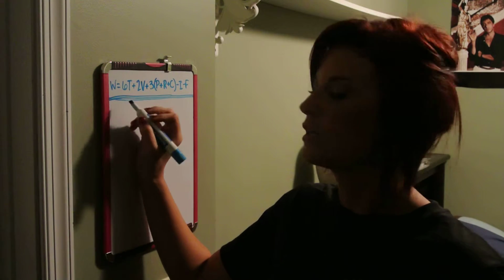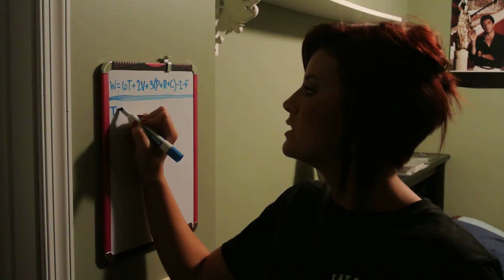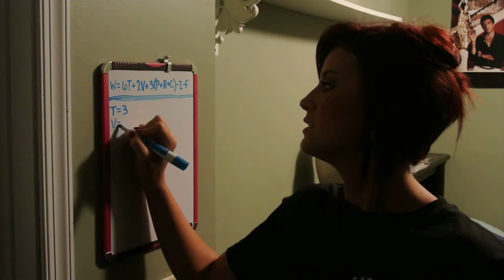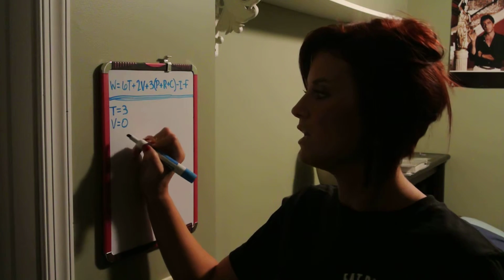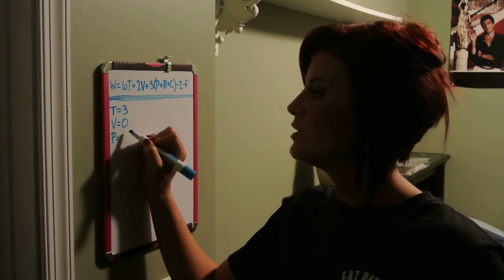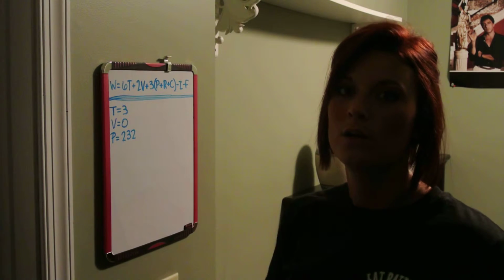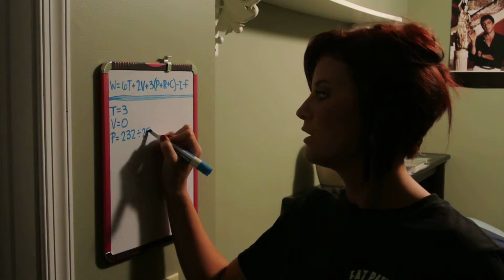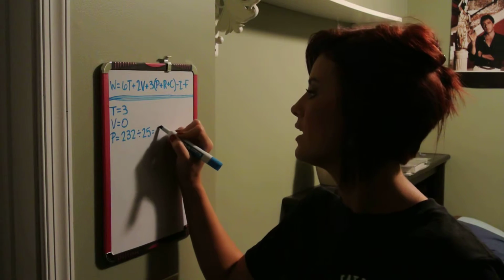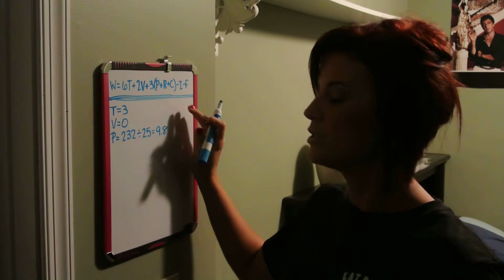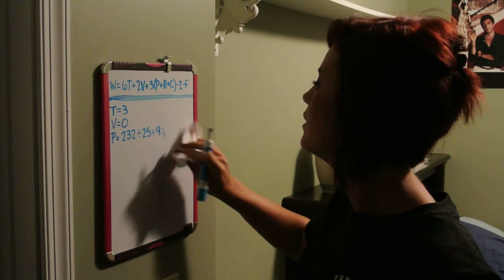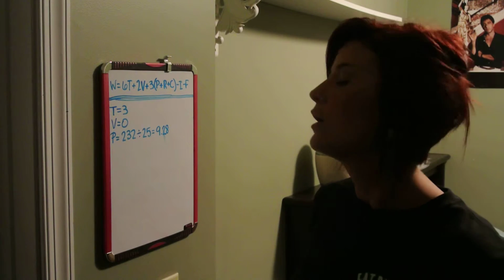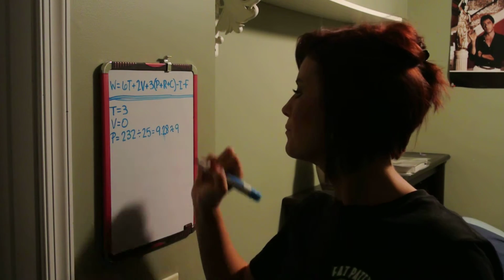So, in the New York Giants game, T would equal 3 because they scored 3 touchdowns. They had 0 2-point conversions, which is V. They had 232 passing yards. You're going to divide that by 25 and you're going to get 9.28. But we're going to round to the nearest whole number, so we're going to use just 9.